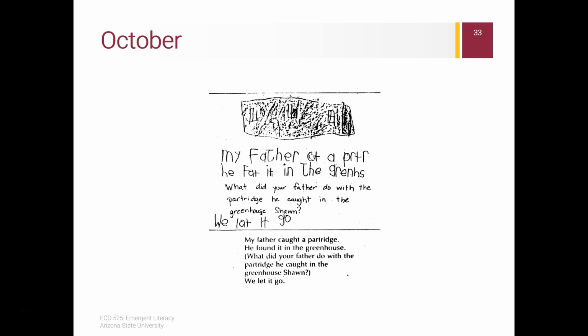In this entry from October, Sean has made a big step forward. Now he has begun to use inventive spelling so that he can write longer entries in his journal. He writes, "My father caught a partridge. He found it in a greenhouse." The teacher responds in writing, "What did your father do with the partridge he caught in the greenhouse?" Sean responds, "We let it go."